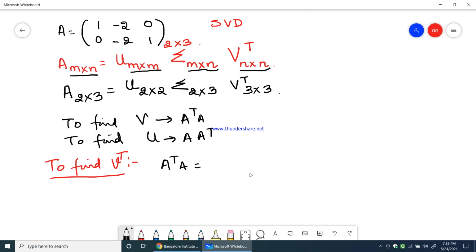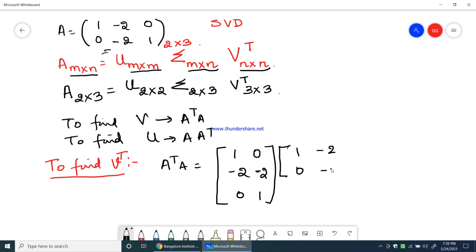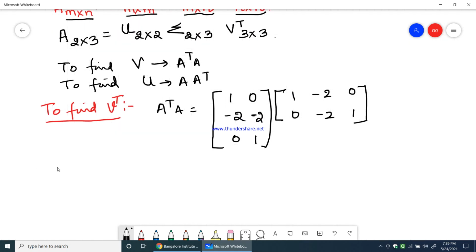So here A transpose will be equal to 1 0 minus 2 0 and 1. This is the A transpose that we get for the given A, multiplied by A. So what is A? 1 0 minus 2 0 and 1. Now we will multiply these two and see what A transpose A we get.